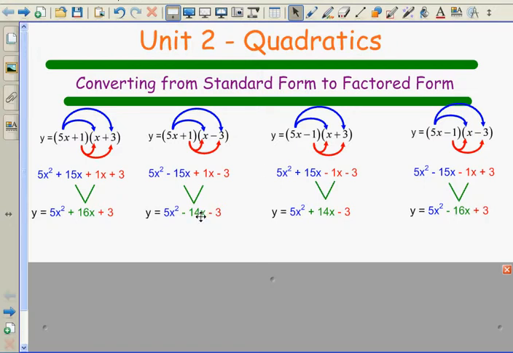So if we're trying to get from standard form back up to factored form, one of the things we want to keep in mind is that the numbers at the end and the number at the beginning are directly caused by the numbers that are in there. So keep that in mind. We'll use that here in a minute.